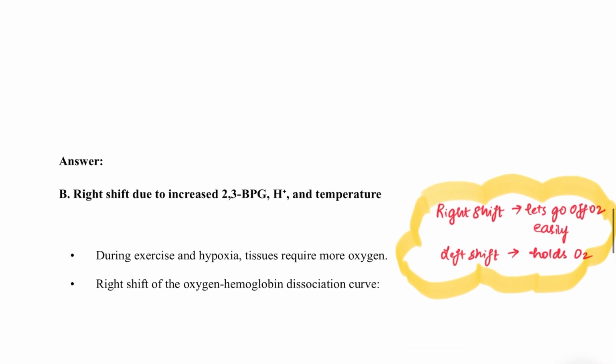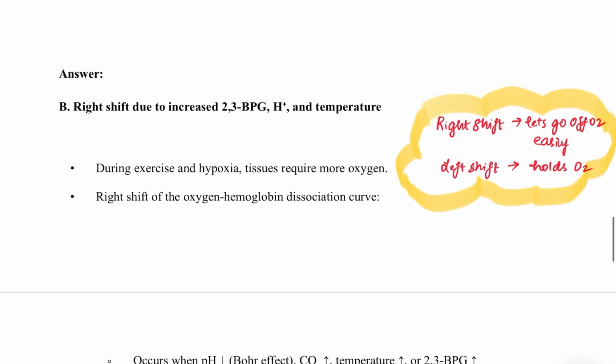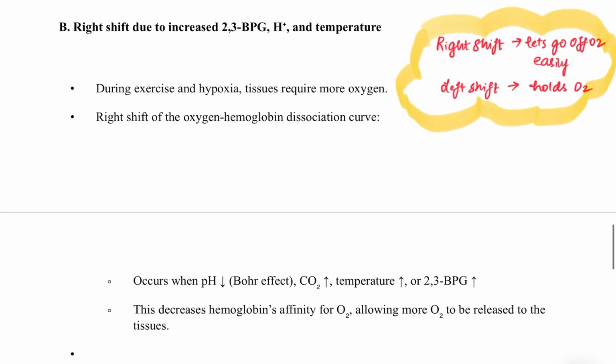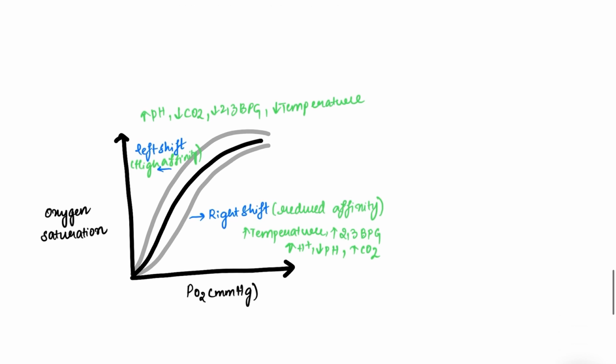So let us see. This is all based on a simple concept, that is the hemoglobin oxygen dissociation curve. So let us discuss this hemoglobin oxygen dissociation curve first. On the x-axis there is partial pressure of oxygen, and on the y-axis there is oxygen saturation.